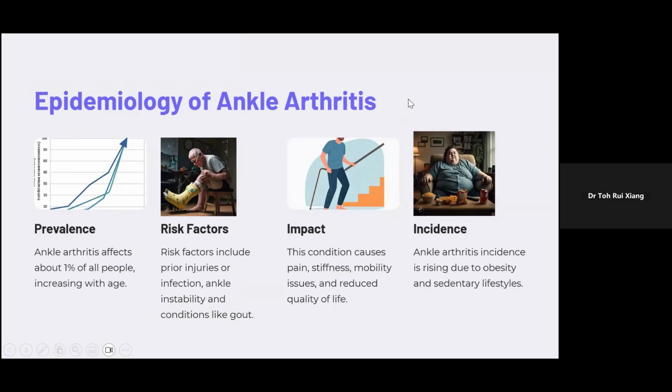So what kind of risk factors predispose you to ankle arthritis? Previous injuries, like what Xiang mentioned earlier on, history of frequent sprains, things like gouts, rheumatoid arthritis, or previous fractures in the ankle as well. And it can be severely impactful on your quality of life because it affects your ability to climb stairs, to go about hiking, to go on holidays, going about work as well. And we do see an increased incidence, possibly due to the more sedentary lifestyle, as well as increased rates of obesity among our population.